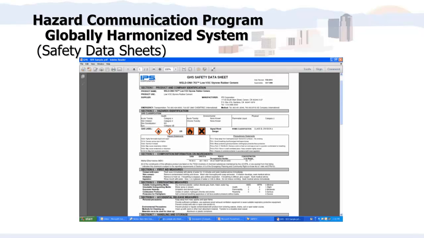This is a sample of a globally harmonized or GHS safety data sheet. They start with the product name and manufacturer information, warning pictures or pictograms, a signal warning word or words, and numbered sections. The safety data sheets will be coming from chemical manufacturers and will be in a specific order, so they always will look the same in a user-friendly format.